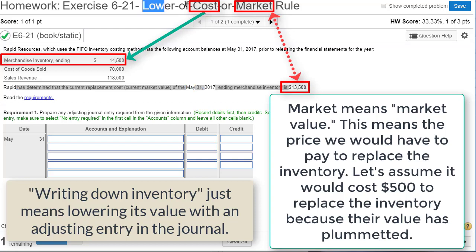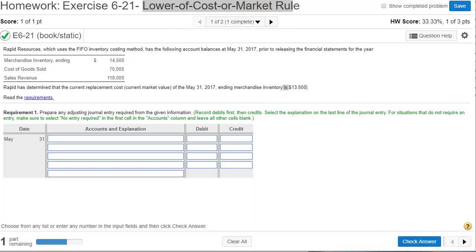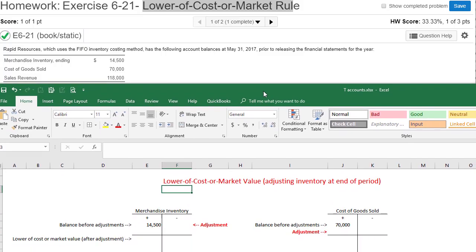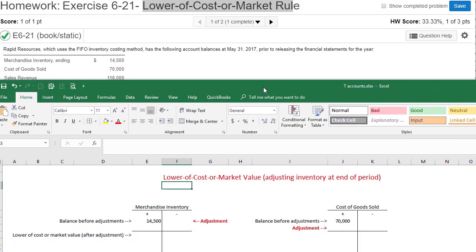So according to this lower of cost or market rule, we have to write it down to the lower of $14,500 or $13,500. Which one is lower? Obviously, $13,500 is lower. So I'm going to show you some T accounts that I put in Excel. You could always do this just in a piece of scratch paper. You don't have to use Excel.